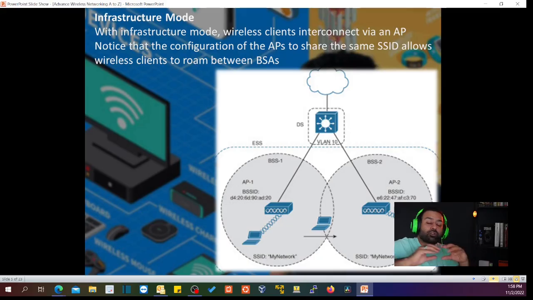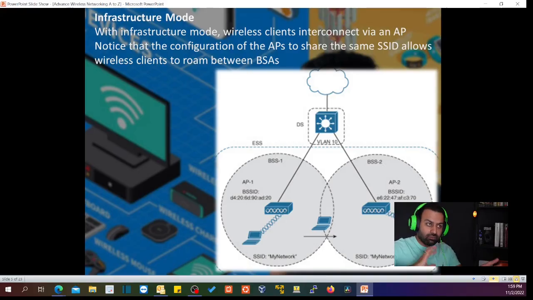Okay, this is the infrastructure mode, guys. I need your attention here. It's very important. With infrastructure mode, wireless clients interconnect via an access point. Remember that, interconnect via an access point. Note that configuring the access points, APs stands for access point, to share the same SSID allows wireless clients to roam between BSAs.